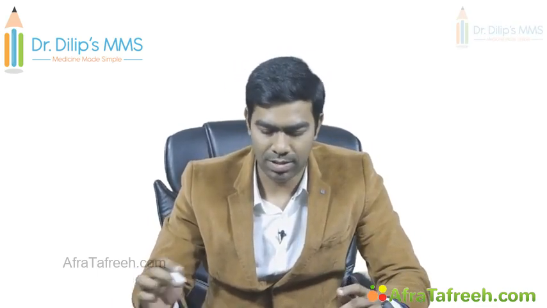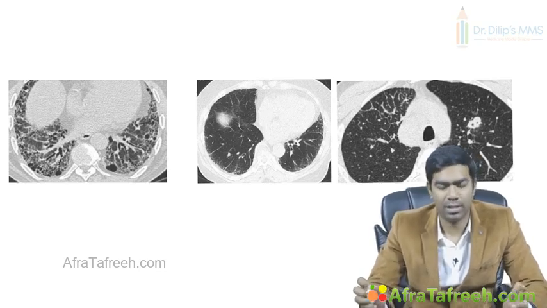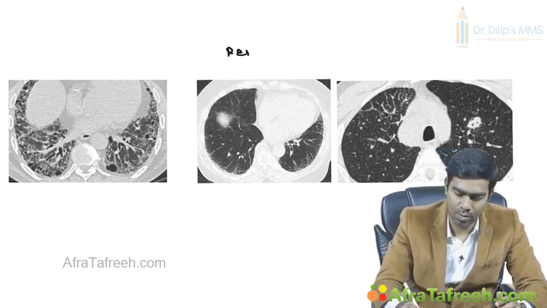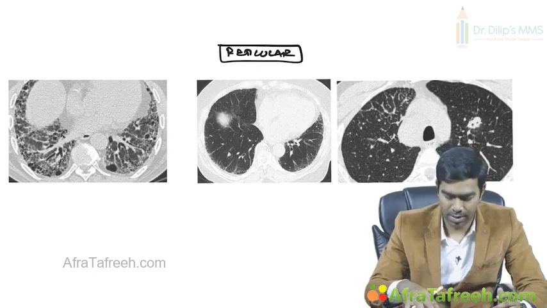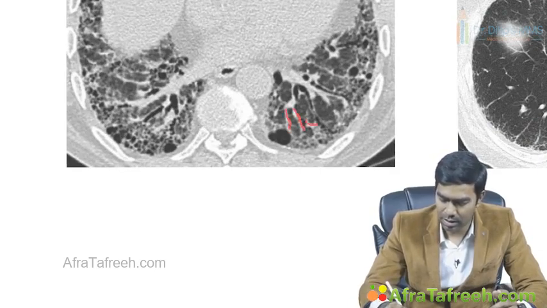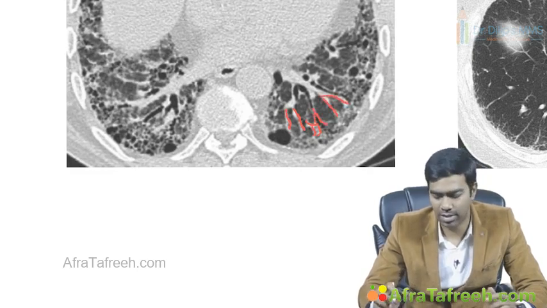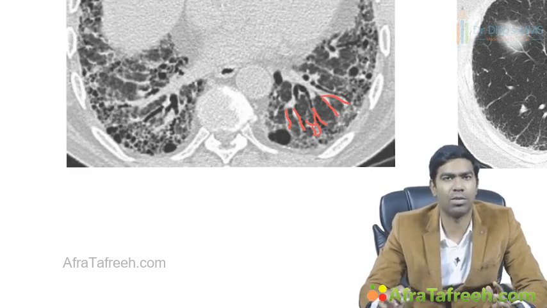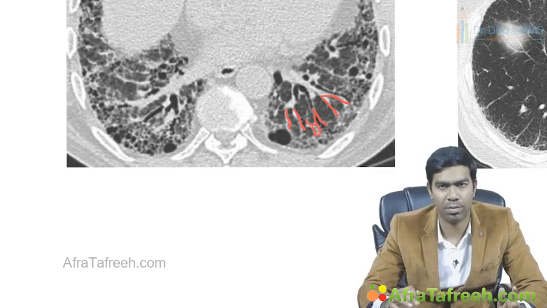So let us see some of the images which are of very paramount importance after this understanding. These images are something related to reticular pattern. Number one, what do you mean by reticular pattern? You can see here, this typically affects the interstitial spaces. You can see very clearly interstitial lines. This is a very typical and classic example of a reticular pattern. This is a case of idiopathic pulmonary fibrosis.